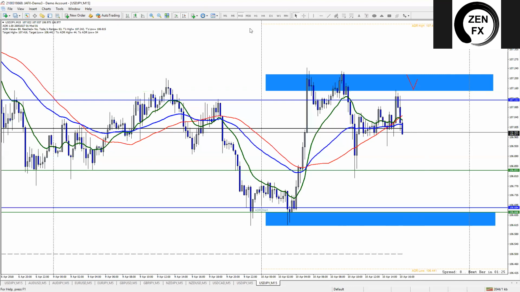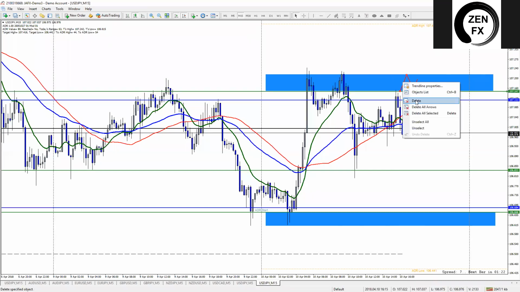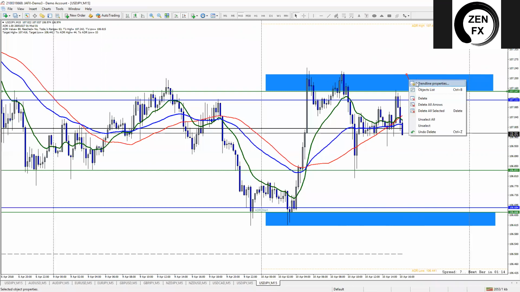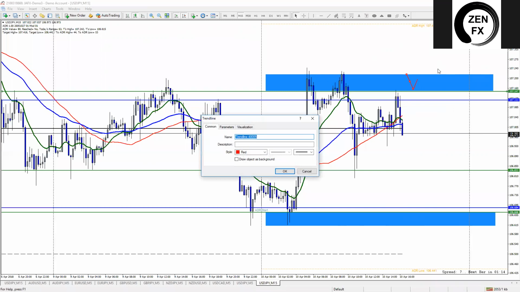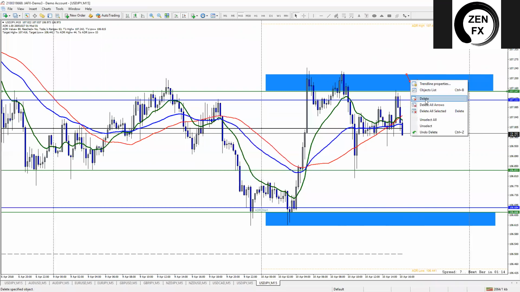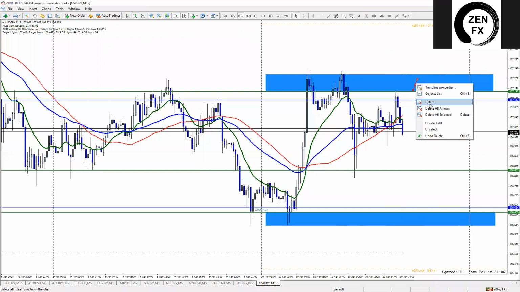And now it's just a matter of waiting for the right setup. So we've done our analysis. No. Let me get rid of this, because that's not going to be our trade plan. So now that we've done our analysis, now we need to set a plan.